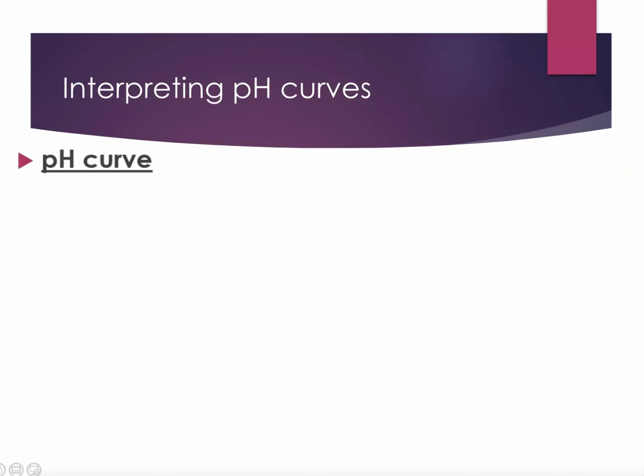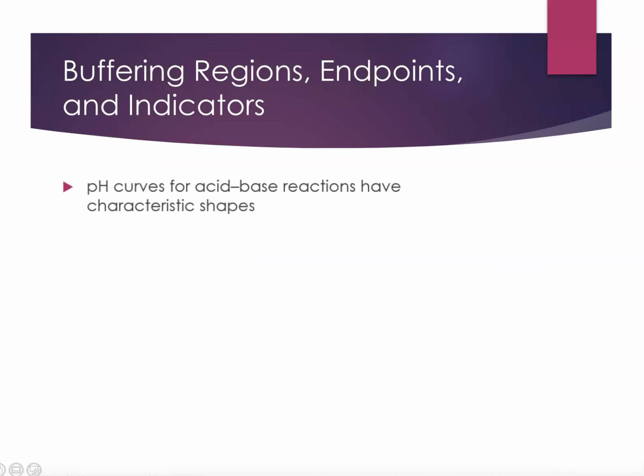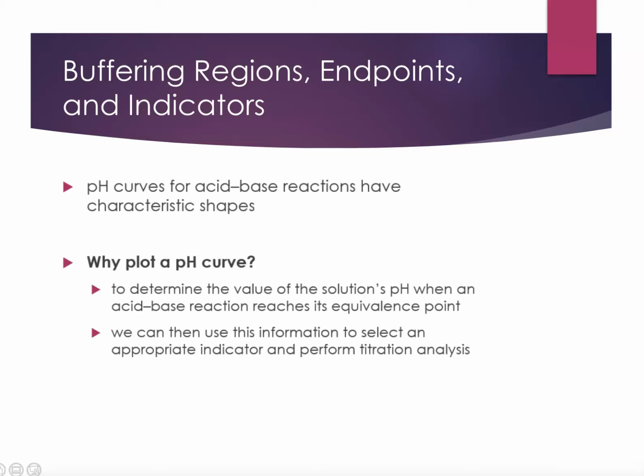As you learned in Chemistry 20, a pH curve is a graph that shows the change of pH versus the volume of titrant added in an acid-base titration. pH curves are easily recognizable because they have a characteristic shape. When we look at these curves, we should be able to determine the value of the solution's pH when an acid-base reaction reaches its equivalence point. This would allow us to select an appropriate indicator to use for a titration.